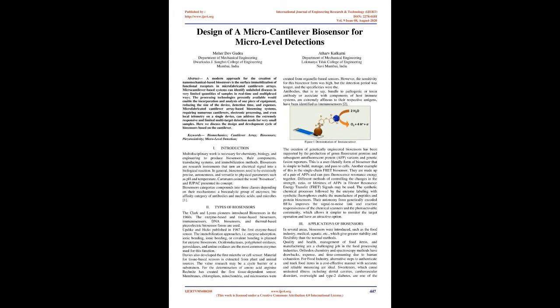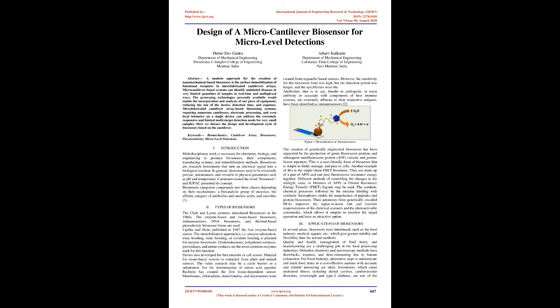The creation of genetically engineered biosensors has been supported by the production of green fluorescent proteins and subsequent autofluorescent protein, AFP, variants and genetic fusion reporters. This is a user-friendly form of biosensor that is simple to build, manage, and pass to cells. Another example of this is the single-chain FRET biosensor. They are made up of a pair of AFPs and can pass fluorescence resonance energy together.